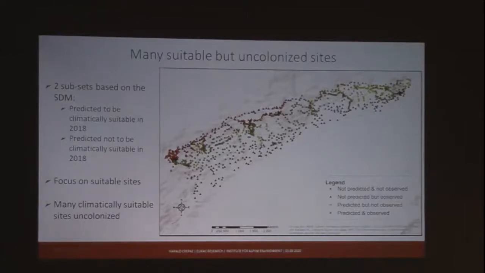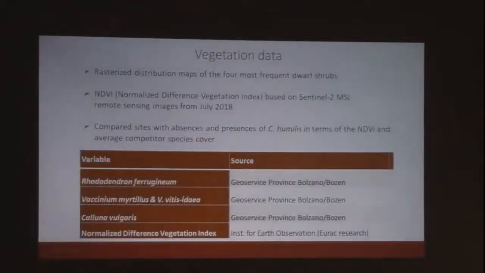And basically, we mainly wanted to focus on the sites predicted, and here especially on the yellow circles, where presence has been predicted since 1976, but the sites have not been populated by the species so far, and we wanted now to know what the reasons for this are. Therefore, we have chosen some vegetation data.